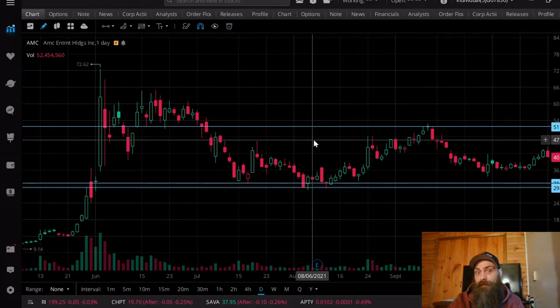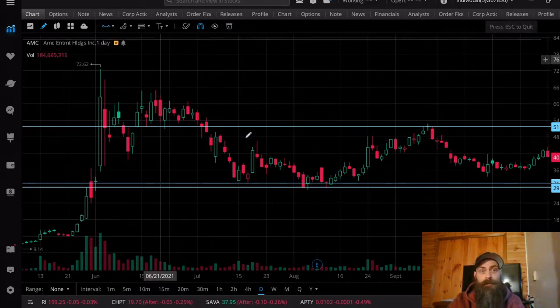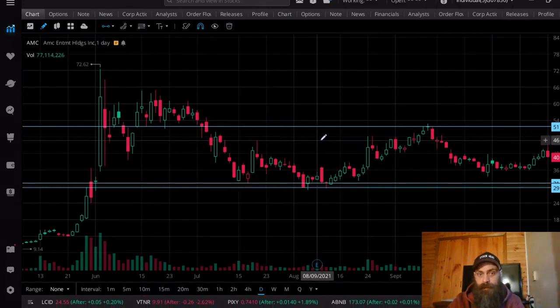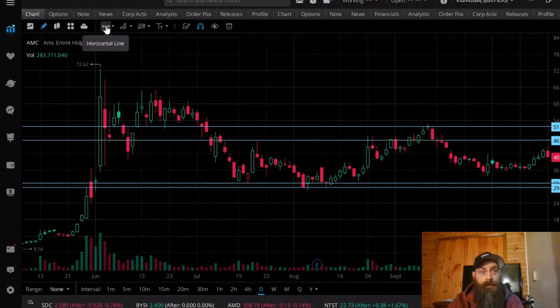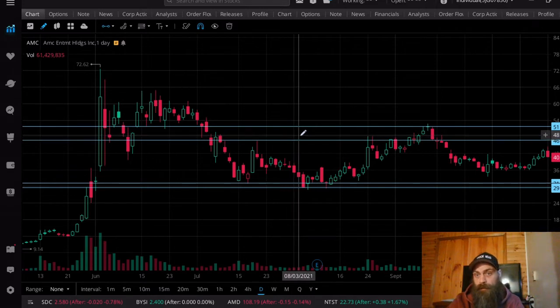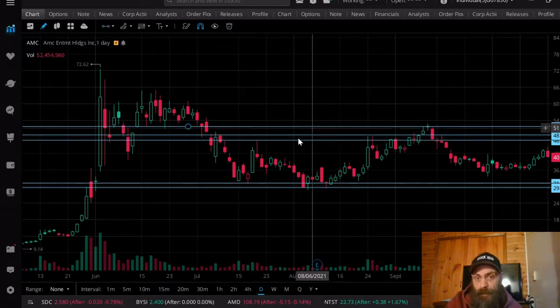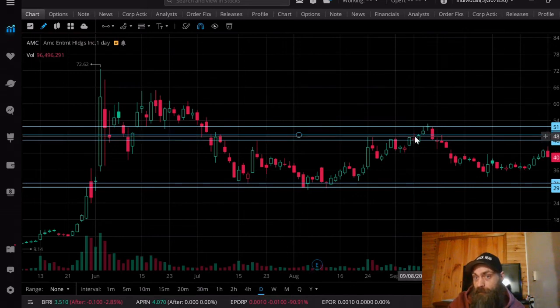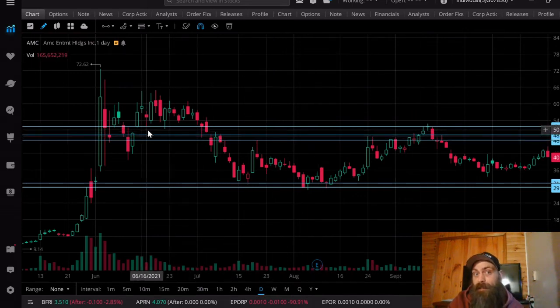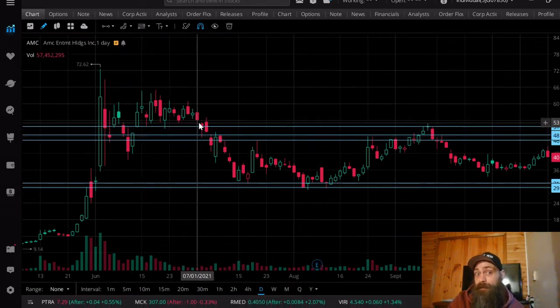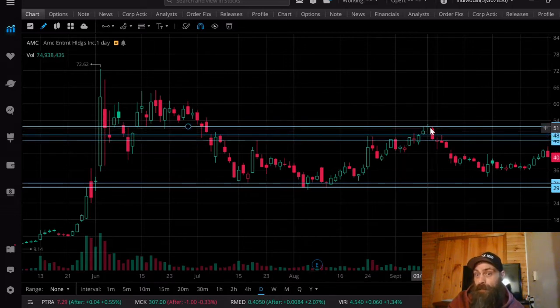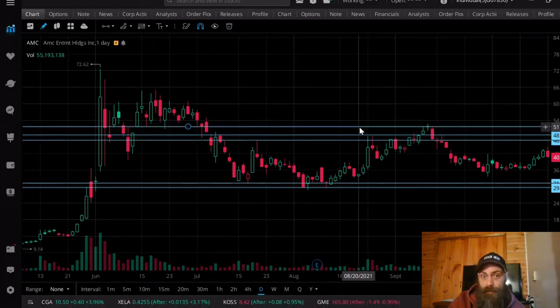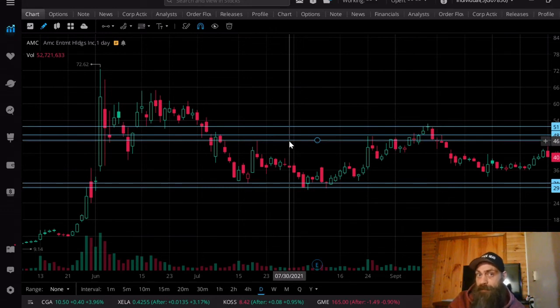So we could even say from this area to that area, okay? That's going to be resistance where it's hard to break through. And we do still have our old line of support over here, which is going to become resistance here, okay? So you're going to have multiple areas and values of support and resistance. That's why it's good to go back and look.